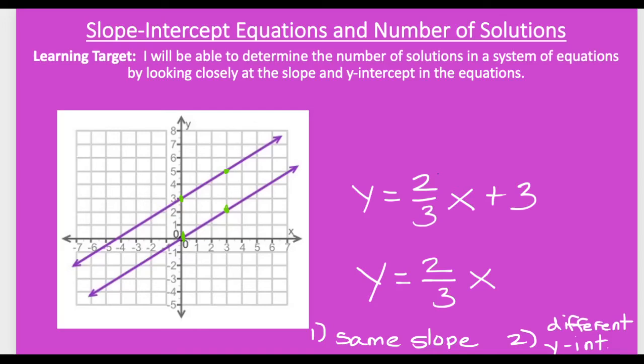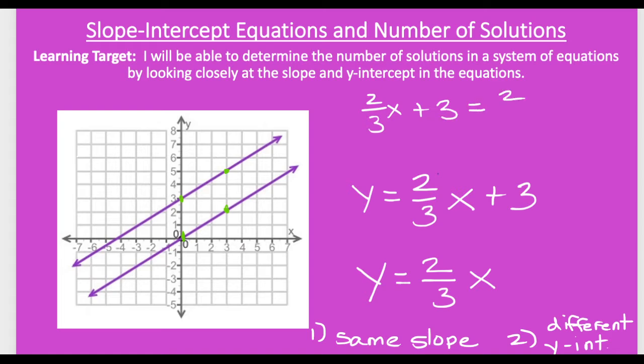There's one other important feature I forgot to mention about this example that has no solutions. We know they're parallel lines. We also know that the equations have exactly the same slope and different y-intercepts. I want to show you one more thing, and that is when you use substitution to solve these systems, something special happens here.